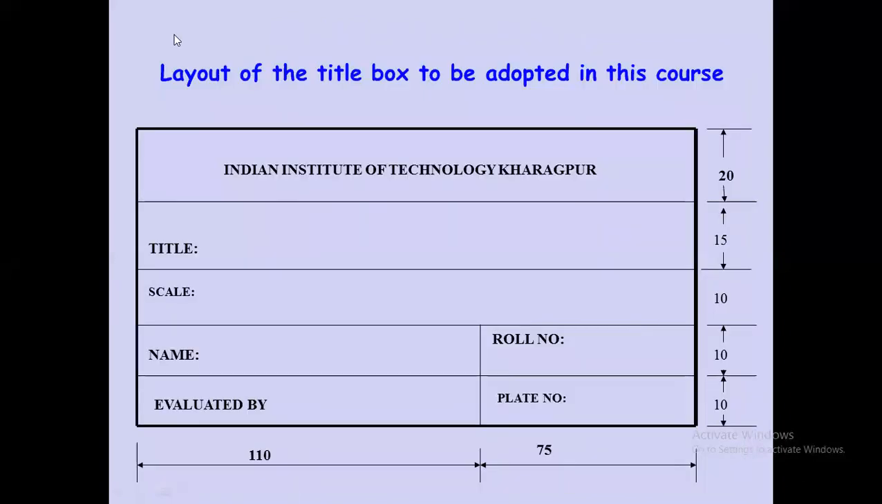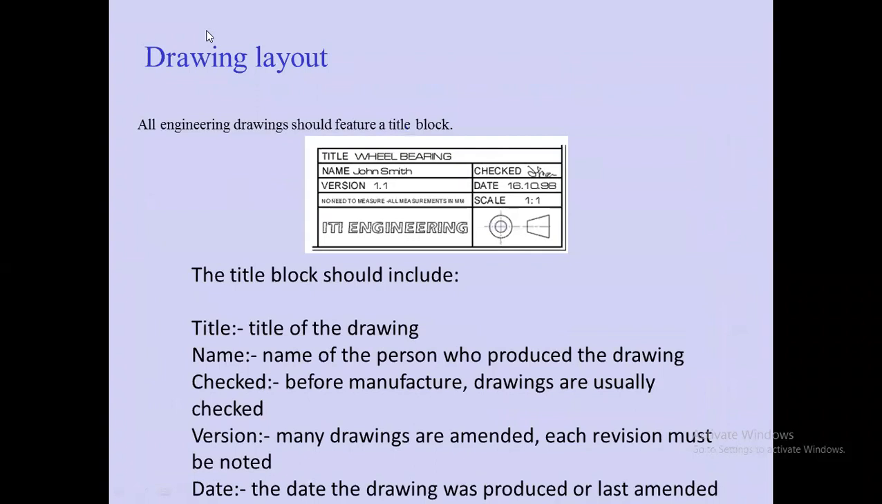And this is the layout of the box, Indian Institute of Technology Kharagpur. This is one example: title, scale, name, evaluated by, roll number, plate number, that you have to mention. It's one set of standard. This is another set of standard, that you have to fill in, for example, a name, John Smith.